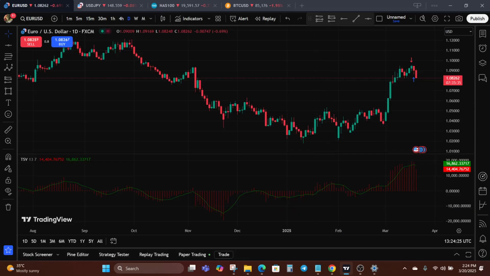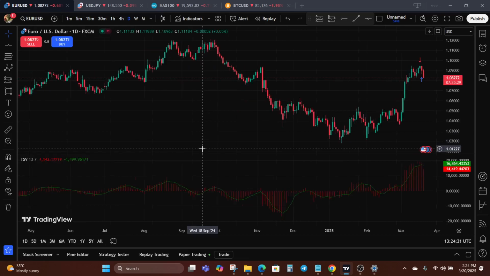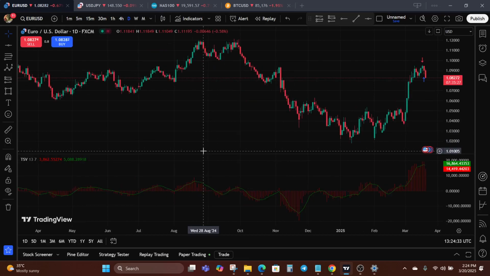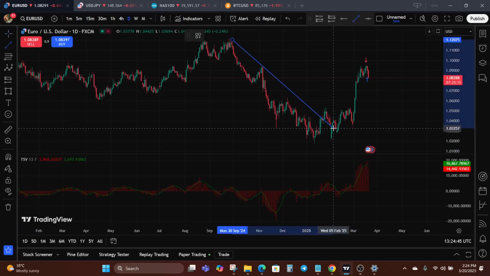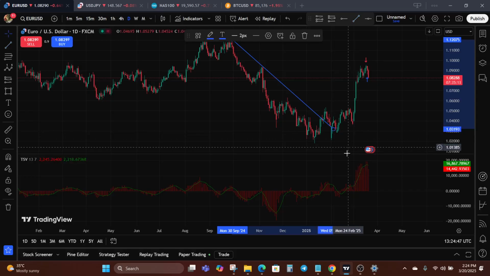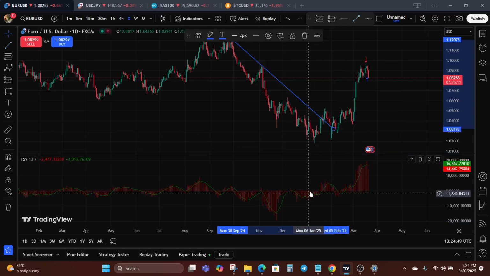Now, one of the most powerful ways to use TSV is to combine it with price action. Let us talk about how you can use this combination to spot potential market trends. First of all, identify trends with TSV and price. When you see price moving in a particular direction, for example, what we can see happening here, you want to confirm the trend by looking at the TSV indicator.